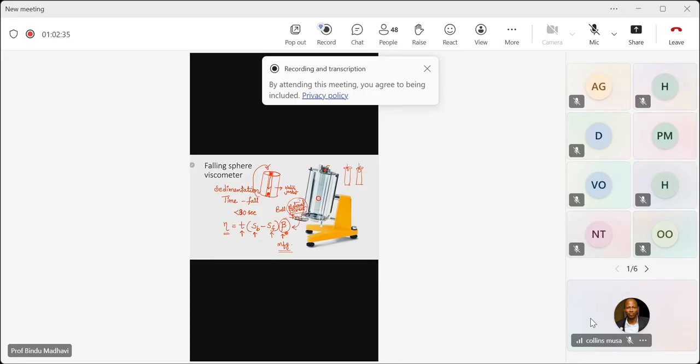So this is 30 seconds. We are going to maintain a minimum time period of 30 seconds in order to avoid errors in the measurements. If the ball is falling down through the liquid within 30 seconds, the values that we are going to calculate may not be reliable. So that is the disadvantage with this falling sphere viscometer. The brand name for the falling sphere viscometer is the Hoppler viscometer.